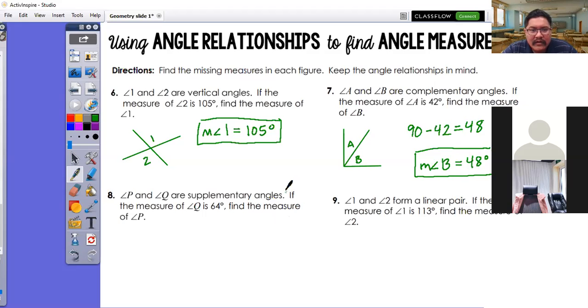P and Q are supplementary angles. If the measure of angle Q is 64, find the measure of angle P. Okay, so let's see. We know that they are supplementary. And remember, supplementary means that it completes it, right?